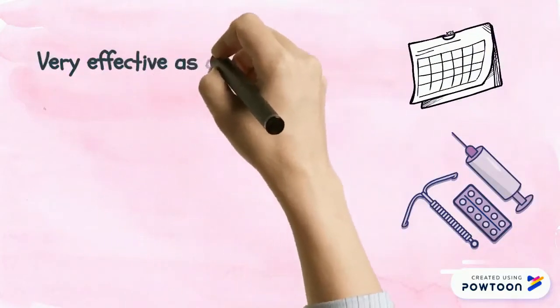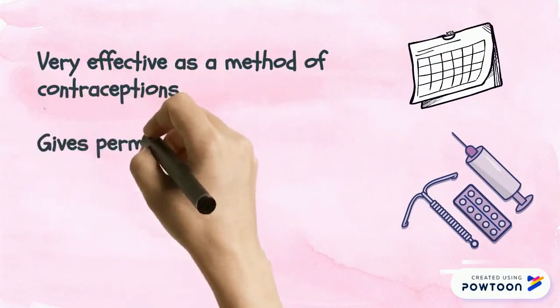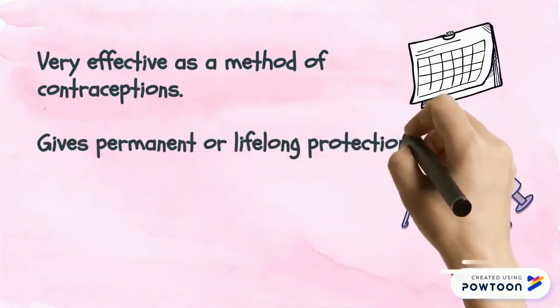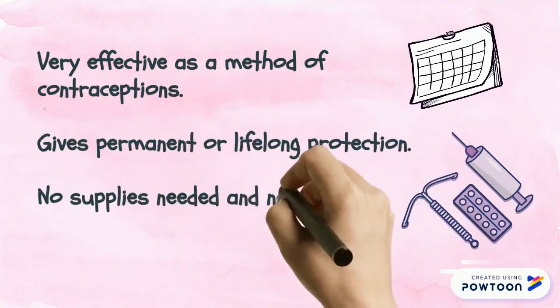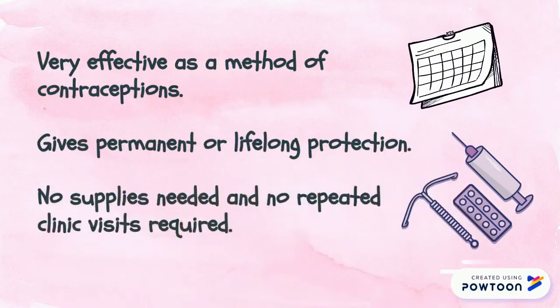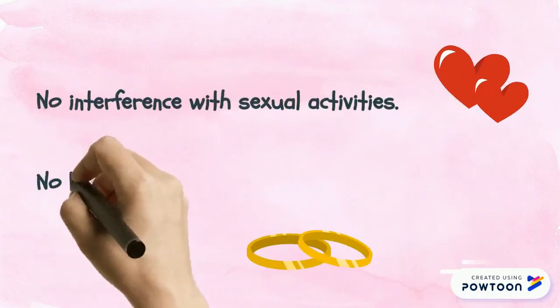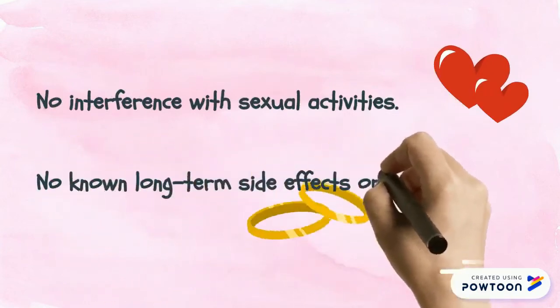Tubal ligation is very effective as a method of contraception. It also gives permanent or lifelong protection for women. There are also no supplies needed and no repeated clinic visits required. Tubal ligation will not interfere with sexual activities and there are no known long-term side effects or health risks.